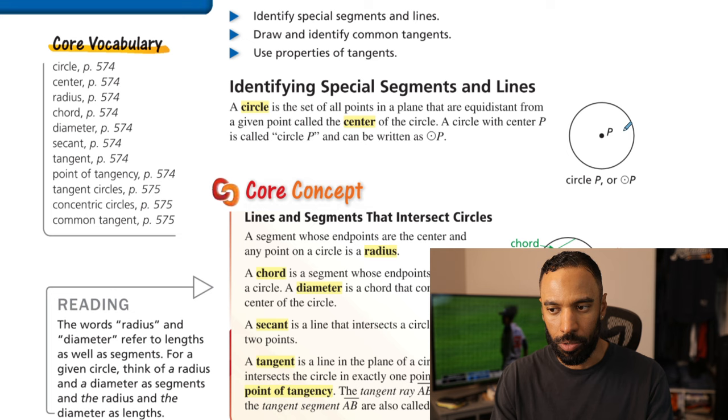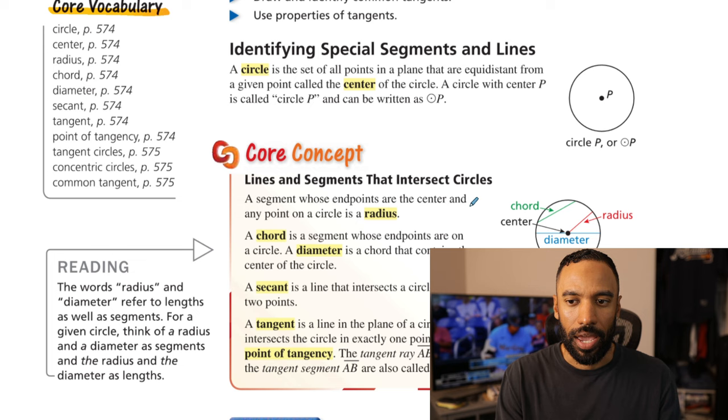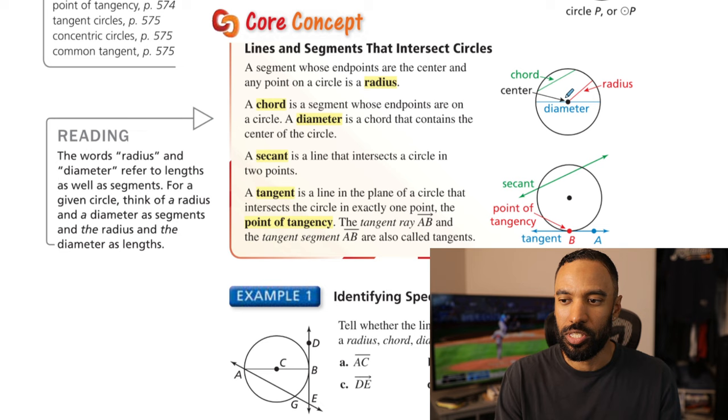A circle with center P is called circle P and can be written like this. So when you see circle P, P is the center, and that's what they're referring to. So without the drawing, boom, like that. Okay, that's how we're going to identify circles. Lines and segments that intersect circles. There are different kinds here. You got the blue one here, that's the diameter. Diameter is a, they define segment a chord first.